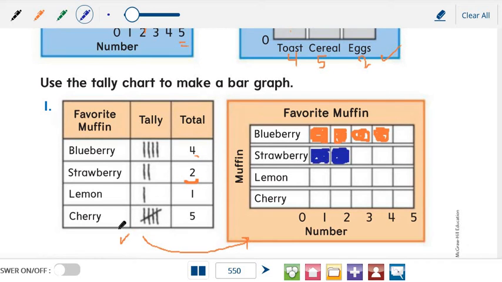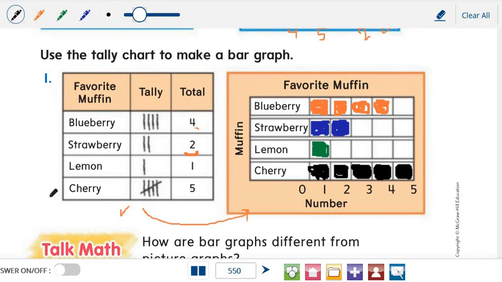Here they are. And what about lemon? There is only 1 vote for lemon. So we will color 1 square for lemon, like this. What about cherry? There are 5 people who voted for cherry. So we will color 5 squares for cherry. Here they are. We are finished. Now we have a bar graph that shows favorite muffins. So please, grade 2, be sure to draw or color these squares in this bar graph.